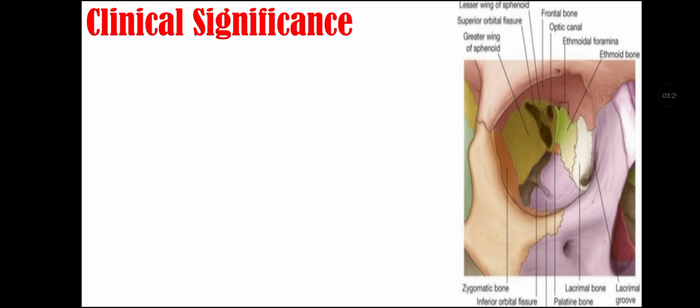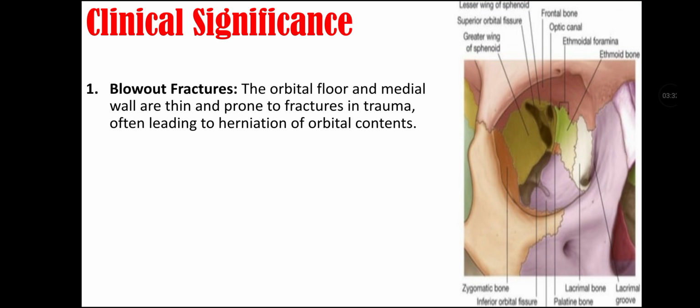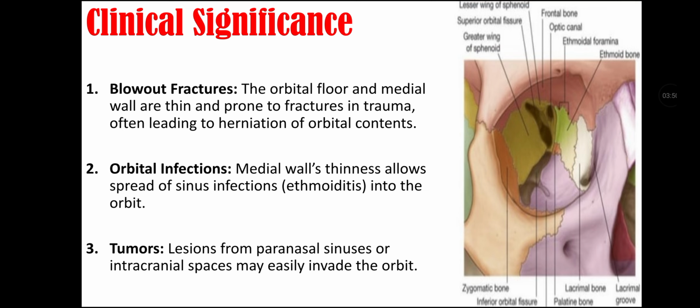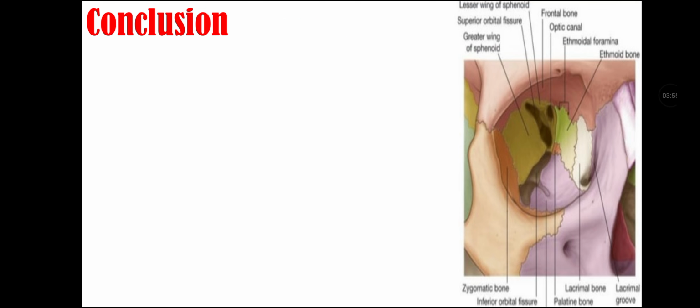Clinical significance of walls of orbit. First is blowout fracture, as the orbital floor and medial wall are thin and prone to fracture in trauma that often leads to herniation of orbital contents. Second significance is orbital infection, as medial wall thinness allows spread of sinus infection into the orbit. Third significance is tumor, as lesions from paranasal sinuses or intracranial spaces may easily invade the orbit.